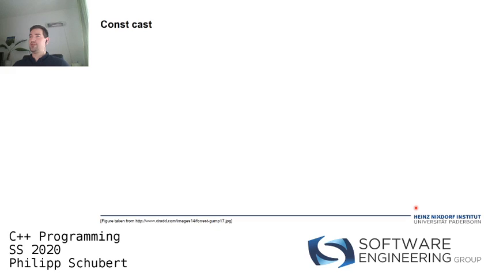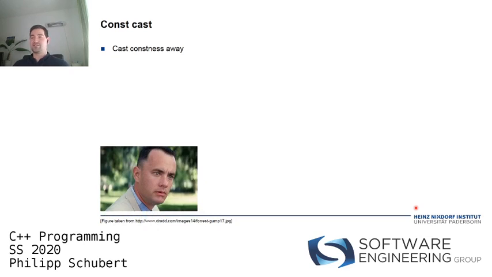There's one more, two more casts, or three more casts actually. So let's see if we have slides for all of them. So you can also use const cast to cast constness away, and this is pretty much like that picture here. So usually you should not cast constness away because things are const for a reason, and the reason usually being that thing should not be changed. That's the meaning of const, right? But you can also cast it away.